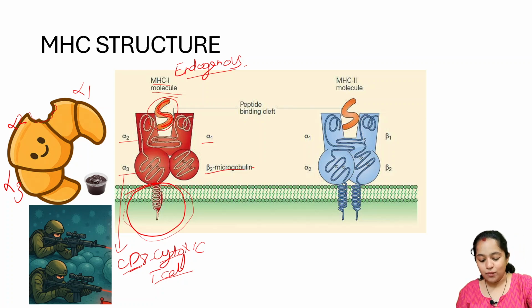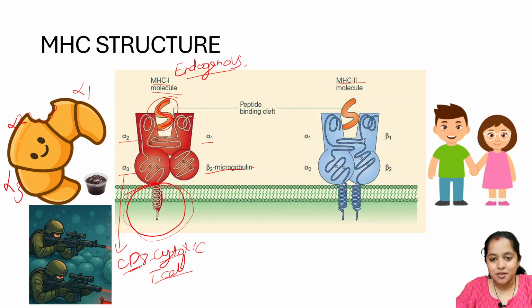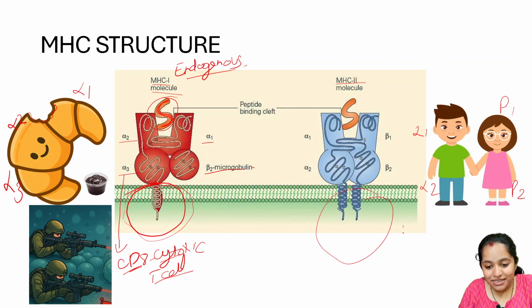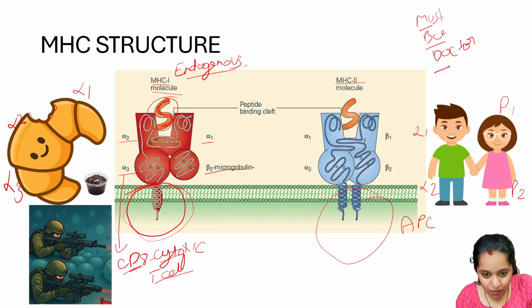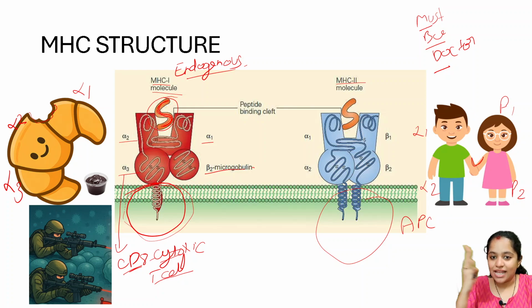Clear? Now we'll talk about MHC2 molecule. MHC2 molecules are like two friends, a girl and a boy holding hand. Clear? The guy is the alpha, alpha 1, alpha 2, the girl was the beta, beta 1, beta 2. It was present on the surface of the antigen presenting cell. Examples of your antigen presenting cell: must be doctor. Okay, monocyte, macrophages, B cell and dendritic cell. Okay, now you see here the antigen is binding in between where they are holding hands, that is alpha 1 and beta 1.